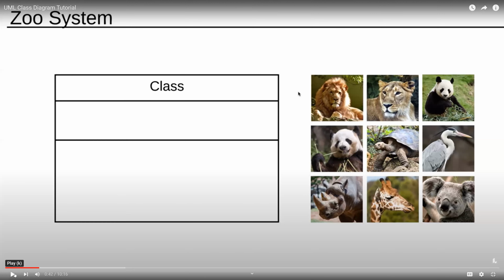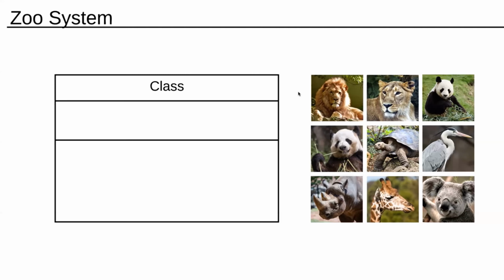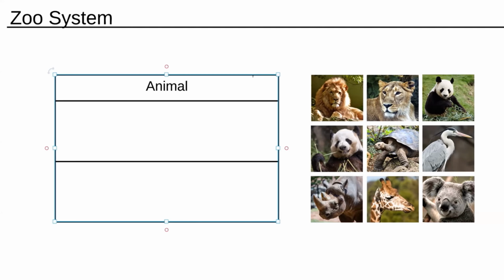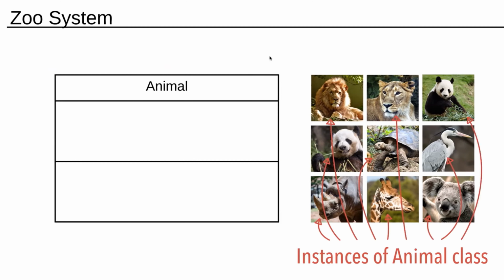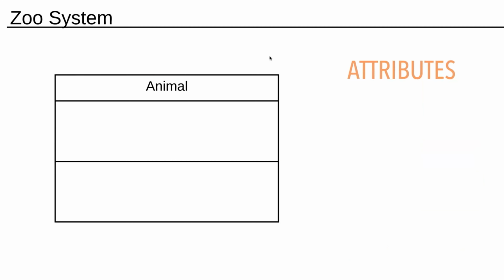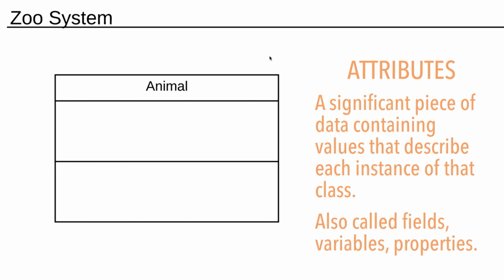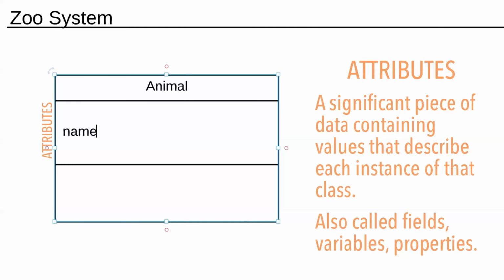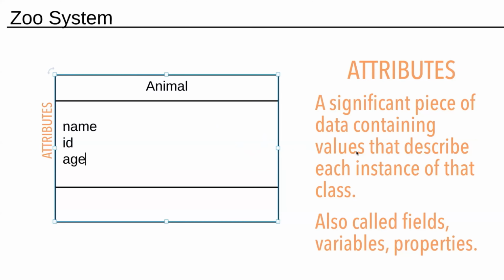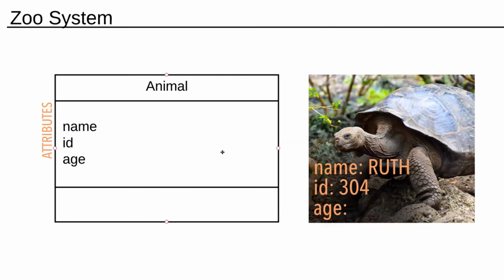Okay, let's continue. To do that, you just write the name of the class in this top section. If our class is animal, an instance of that class would be a specific animal. So the question is, how would you go about identifying each instance of that class? You do that through attributes. An attribute is a significant piece of data containing values that describe each instance of that class. They're also known as fields, variables, or properties. And they go in the middle section here. So for our animal class, we could create attributes like name, ID, and age. That way we could identify a specific instance of the animal class, like Ruth, ID number 304, age 114.